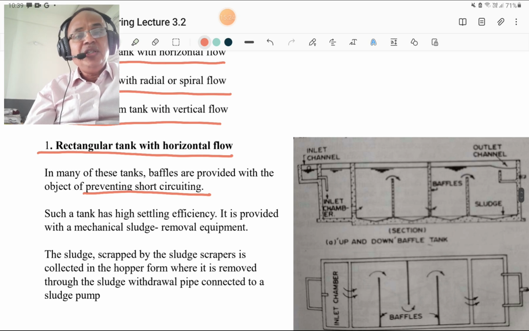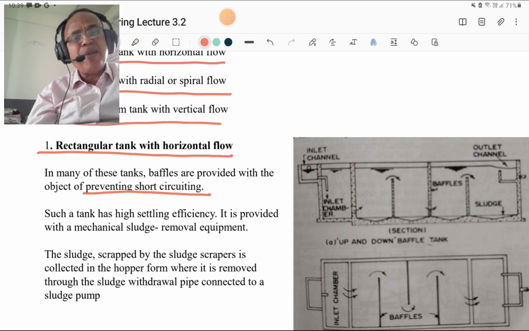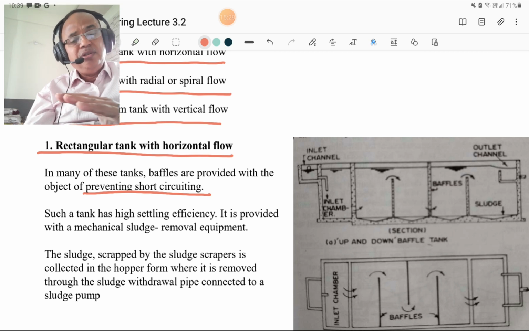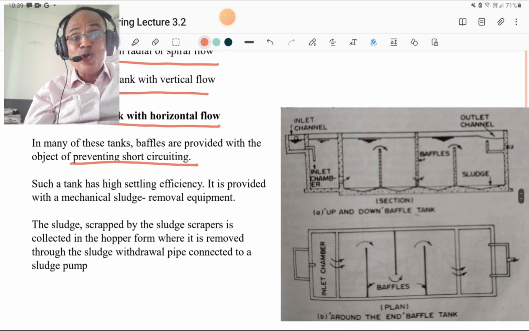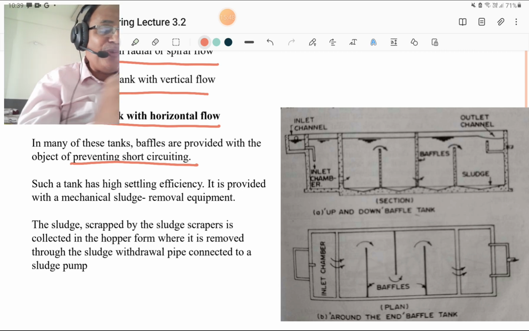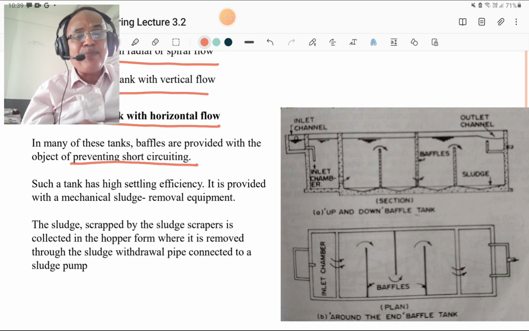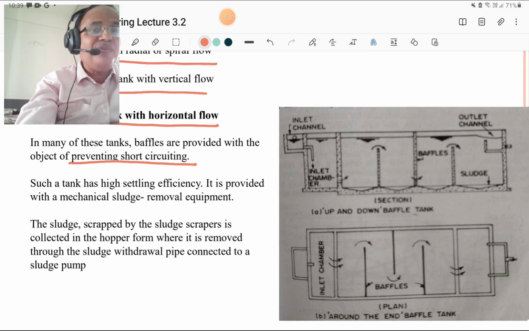Rectangular tank with horizontal flow. In many of these tanks, baffles are provided. Baffle means a wall within that sedimentation tank with the object of preventing short circuiting, and also to reduce the velocity of water. Such a tank has a high settling efficiency. It is provided with mechanical sludge removal equipment. We have to remove that sludge with mechanical equipment. The sludge is scraped by sludge scrapers, is collected in the hopper from where it is removed through the sludge withdrawal pipe connecting to a sludge pump. You must know that process.